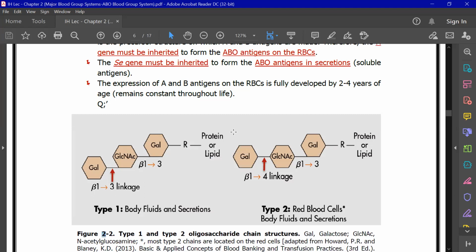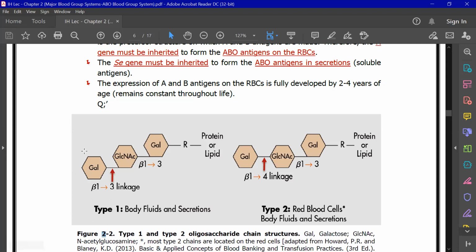Okay, we have this figure here. The difference between your type 1 and your type 2 precursor substance, or your glycan or paragloboside. So when we say type 1, sabi natin, this is associated primarily sa body fluids and secretions, meaning this type of the precursor substance is responsible for the formation of your soluble ABO antigens, while your type 2 precursor substance is responsible for the formation of your red cell antigens. I keep reiterating this, class, para mas tandaan nyo. Okay?